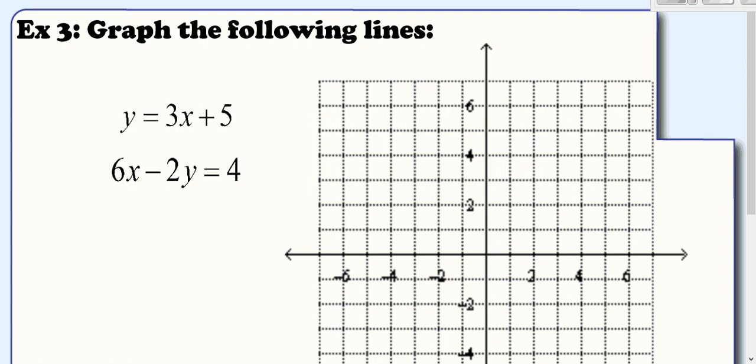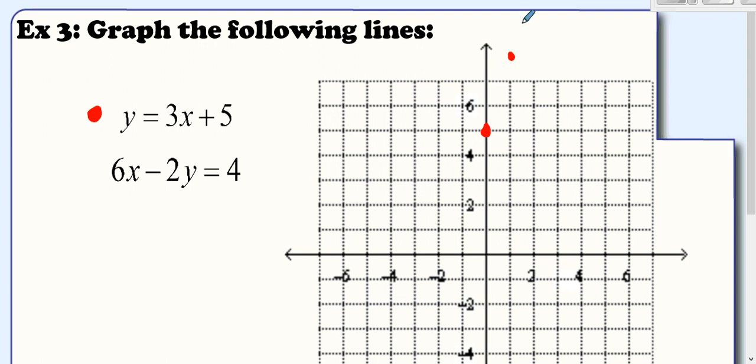So we're going to graph two lines. This first equation, y equals 3x plus 5. We know that that's the slope. We know that that's the y-intercept. So we're going to start with the y-intercept of 5. And then we know the slope is 3, which means it's going to go up 3 over 1. So I'll be right about there. It's kind of off the graph, though.